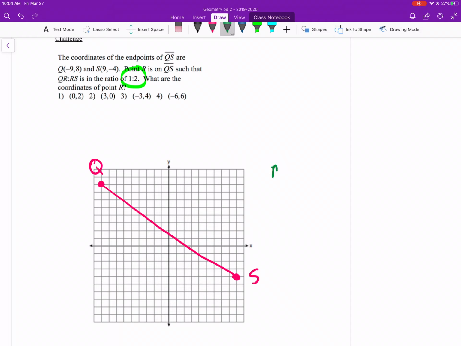Your slope for QS, down 1, 2, 3, 4, 5, 6, 7, 8, 9, 10, 11, 12, and then right 1, 2, 3, 4, 5, 6, 7, 8, 9, 10, 11, 12, 13, 14, 15, 16, 17, 18. Okay. Down 12, right 18. Make sure we simplify. So negative 2/3. Now we're going to break that segment up accordingly. Down 2, right 3. Down 2, right 3.